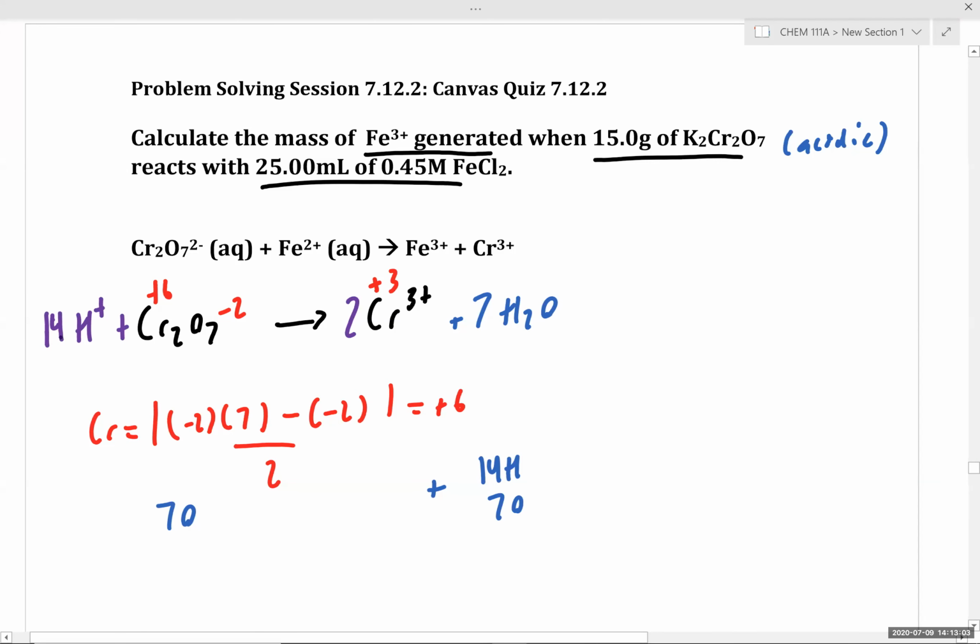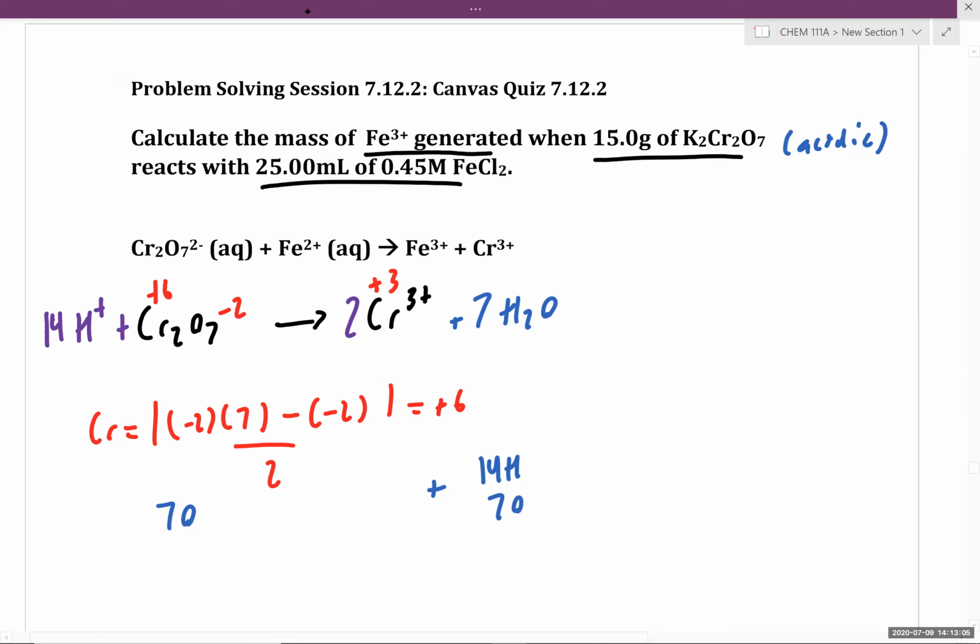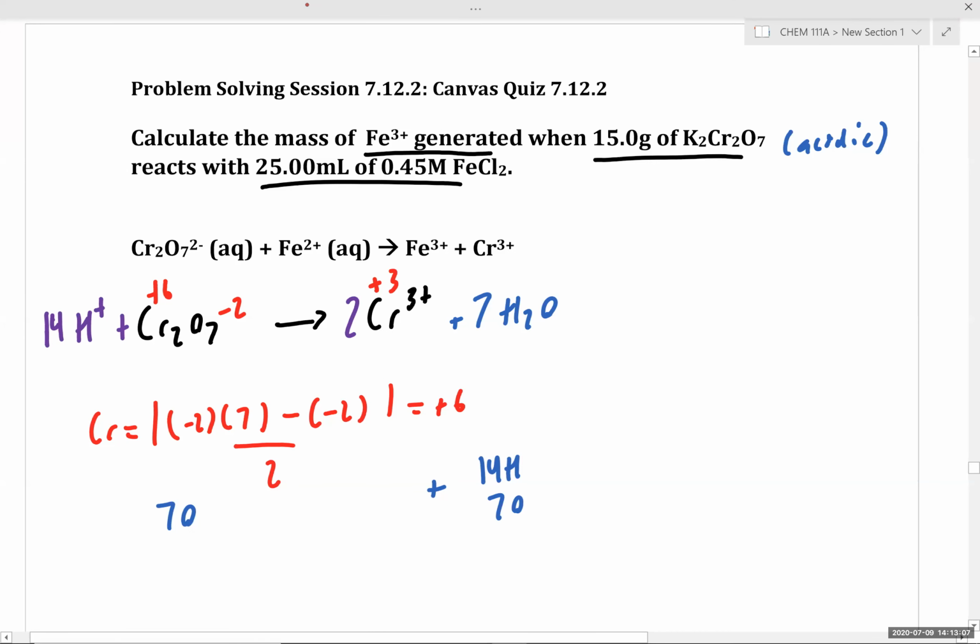Okay, perfect. Now in terms of electron counting, our difference: we have 3 minus 6, so we have 3 electrons gained per chromium. Then we have 2 chromium atoms, so that gives us 6 electrons gained.